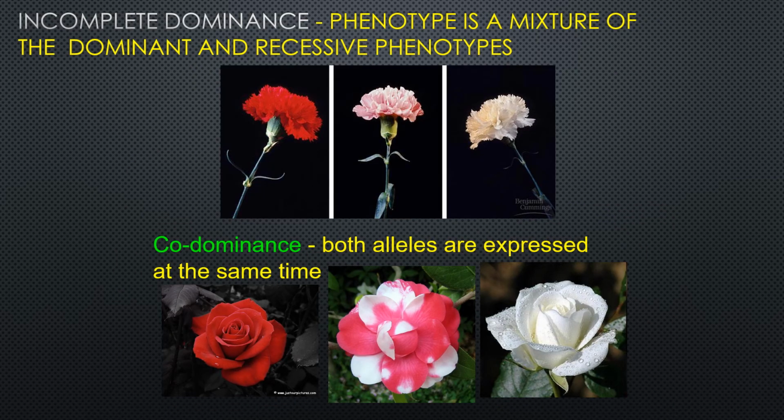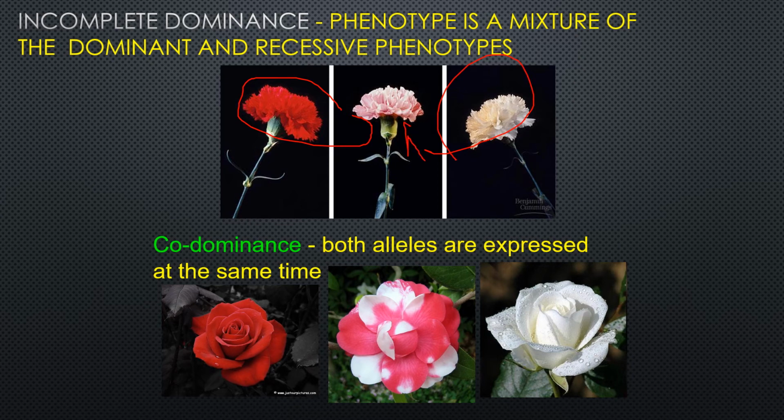And we see this phenotype in plants as well. So if you've ever seen pink carnations, that is because of the crossing between a red carnation and a white carnation gives us incomplete dominance, so we get a pink carnation.